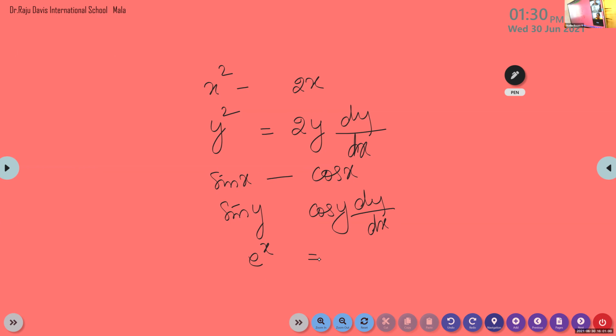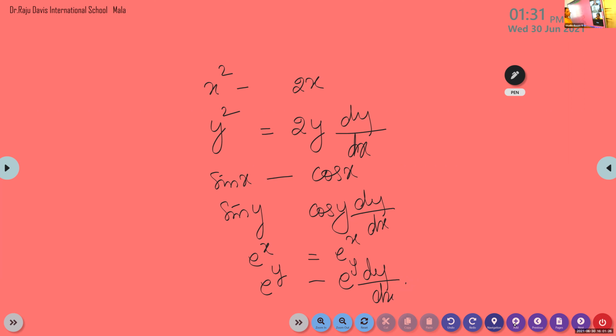What is the derivative of e raised to x? E raised to x. Therefore, what will be the derivative of e raised to y? E raised to y dy by dx. Very good. E raised to y into dy by dx. So, whenever we differentiate y terms, along with that we have to write dy by dx.